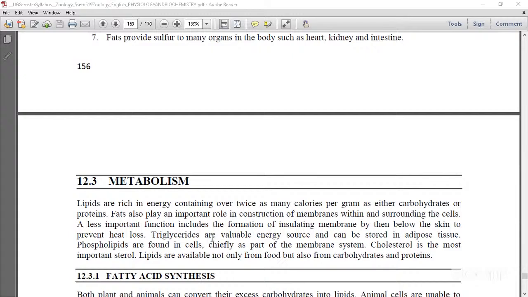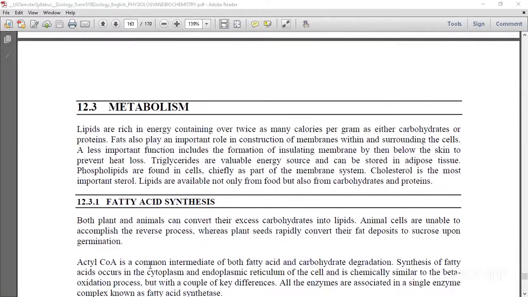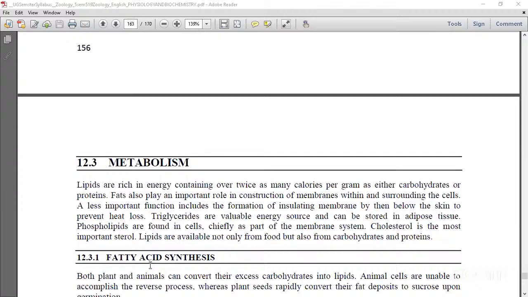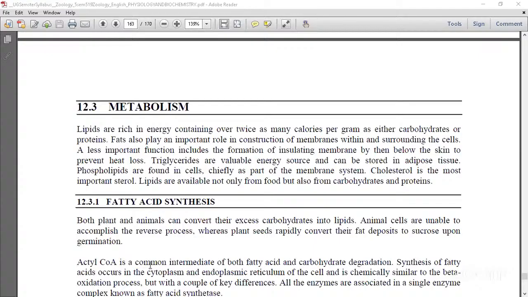Triglycerides are also stored in the adipose tissue, and lipids, yes, definitely are a very important source for metabolism. When coming to fatty acid synthesis, both in plants and animals, excess carbohydrates are converted into lipids.